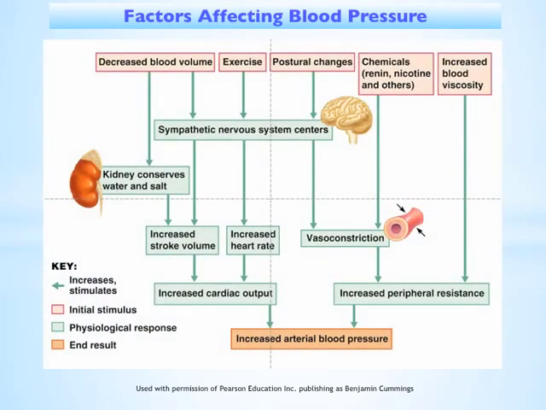Now, blood pressure is affected by a wide range of factors. The stimuli, going back to the homeostatic pathways we studied in the first week, the stimuli are decreased blood volume, exercises, change in posture, various chemicals, and blood viscosity, which is the thickness of the blood. The way in which the body responds to these is shown in green through the sympathetic nervous system centres, the kidney, and then the way in which it responds is shown further below there: increased blood volume, increased heart rate, vasoconstriction, and so on. Let's look at these in a bit more detail.